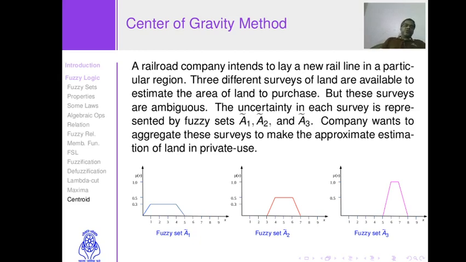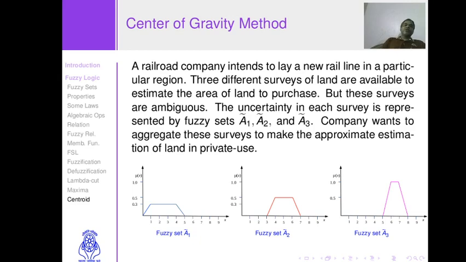So this rail company already has 3 surveys. 3 different surveys are available already, but all of these 3 surveys are not accurate. These are fuzzy surveys. Why fuzzy? Because these surveys are old surveys, and suppose a survey you performed 10 years back, in the meantime land use at many places might have changed.